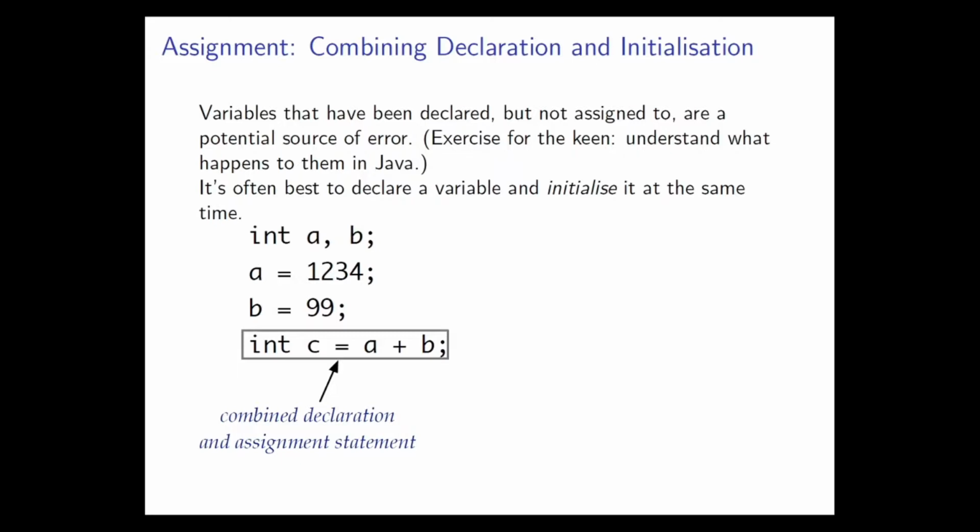That line int c equals a plus b, semicolon, simultaneously says c is going to be an integer variable, and the initial value of that integer variable c is going to be the current value of a plus the current value of b. Okay. Now notice this is really just the current value. If the value of a or b changes later, the value of c will not automatically change as a result of this line. But the point really here is that this is a combined declaration and assignment statement.